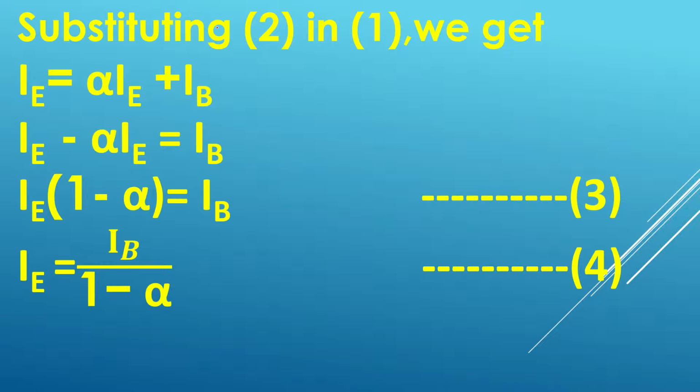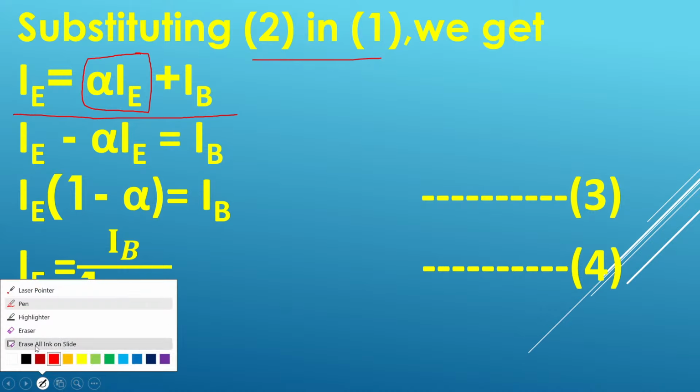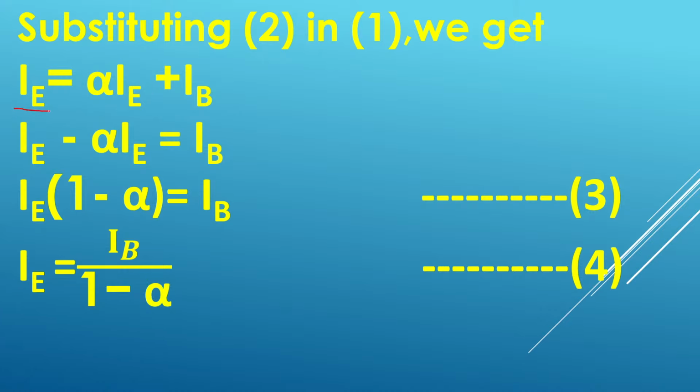Now substitute 2 in 1. If you substitute 2 in 1, what do you get? IE is equal to alpha IE plus IB. Here instead of IC, you write alpha IE. If you observe, there is an IE term here and an IE term here. So you can send alpha IE to the left side. If you send alpha IE to the left side, what do you get? IE minus alpha IE is equal to IB.